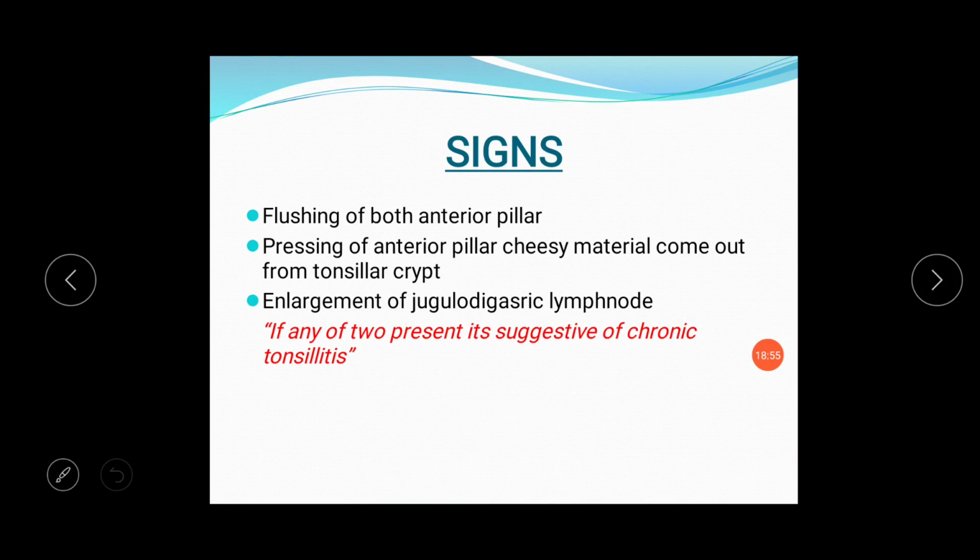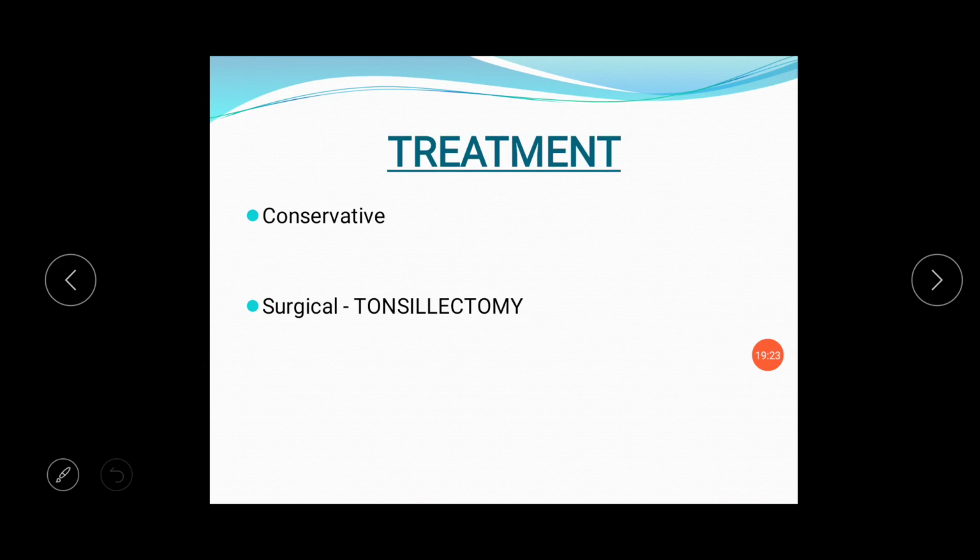Signs of chronic tonsillitis. There will be flushing or congestion over the anterior pillar. Pressing the anterior pillar will cause cheesy material to come out from the crypts of the tonsil on the medial surface, and there will be enlargement of the jugulodigastric or level 1b lymph node. If any two are present, it is suggestive of chronic tonsillitis.